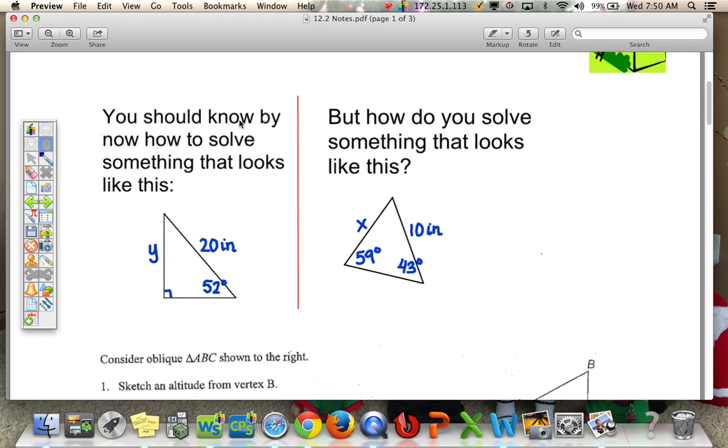So by now you should know how to solve something that looks like this, where you have an angle, it's a right triangle, and you have one side and you're trying to solve for another side. But how do you solve something that looks like this? What's the difference between the two triangles?